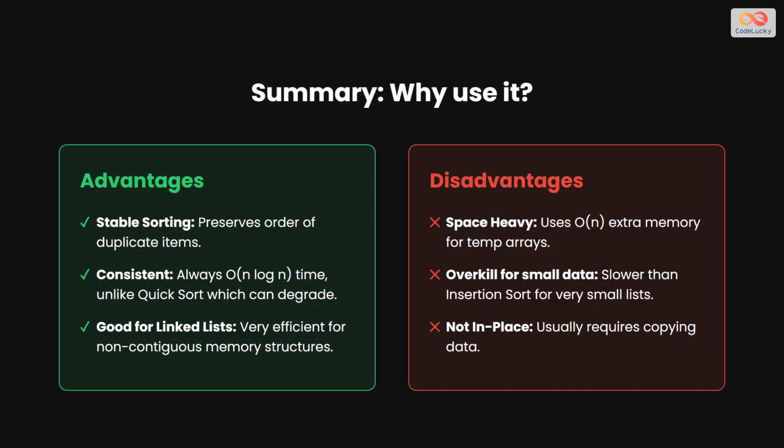To wrap up, why should you use merge sort? It is stable, meaning it preserves the order of duplicates, and it's very predictable. It is also excellent for sorting linked lists. The downsides? It uses more memory than algorithms like quicksort or heap sort, and for very tiny lists, simpler methods like insertion sort might actually be faster. But for large datasets, merge sort is a powerhouse.